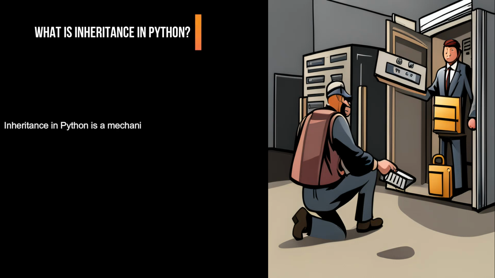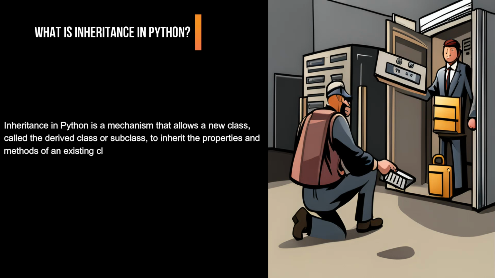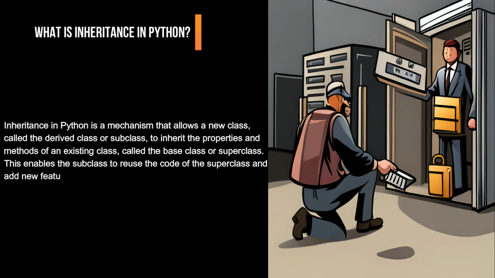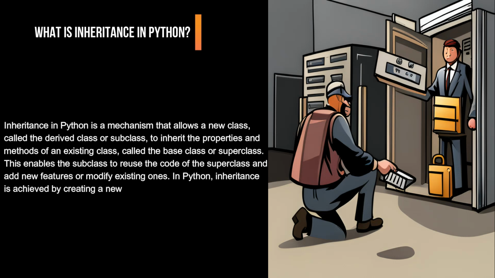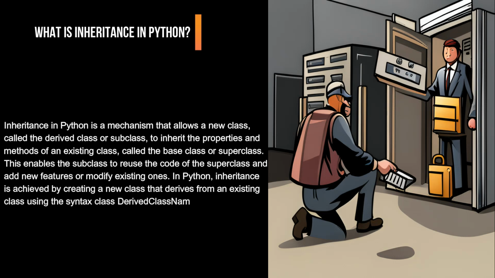Inheritance in Python is a mechanism that allows a new class, called the derived class or subclass, to inherit the properties and methods of an existing class, called the base class or superclass. This enables the subclass to reuse the code of the superclass and add new features or modify existing ones. In Python, inheritance is achieved by creating a new class that derives from an existing class using the syntax class derived_class_name(base_class_name).